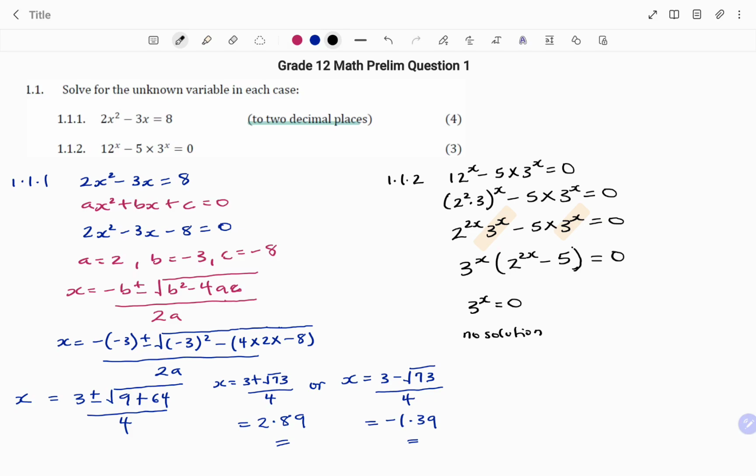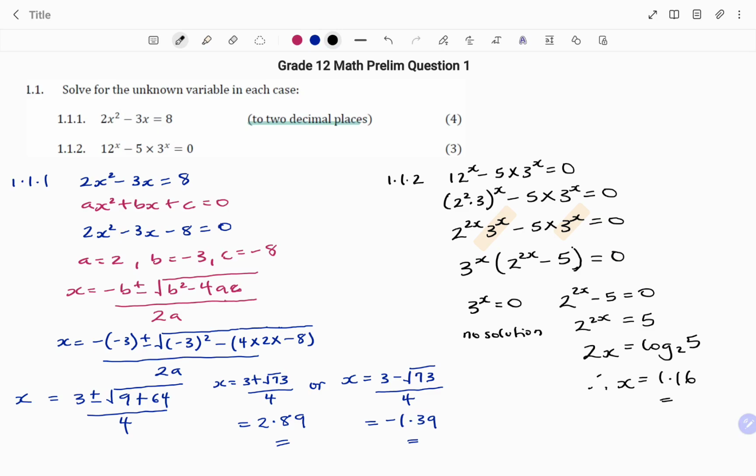On the other side, I have 2 to the power of 2x minus 5 equals 0. I have 2 to the power of 2x, and I'm going to take minus 5 to the other side, comes plus 5. Applying a log, I have 2, that's the base, 2x is equal to the log of 5. Therefore, the value of my x is equal to 1.16 to 2 decimal places.